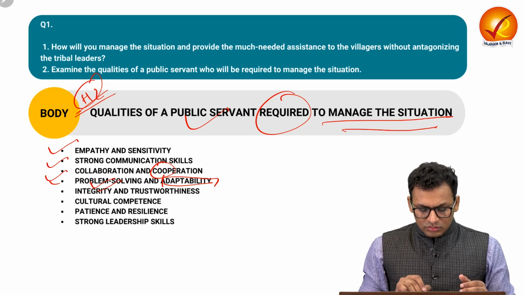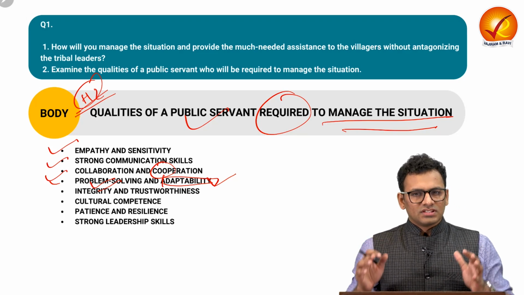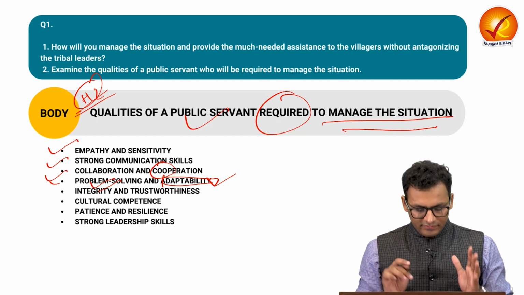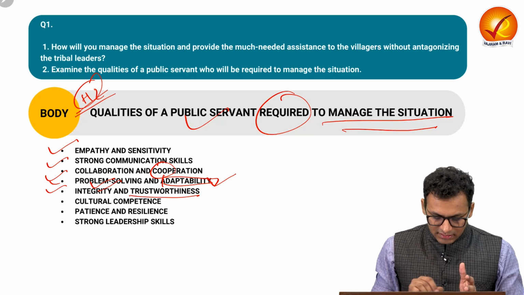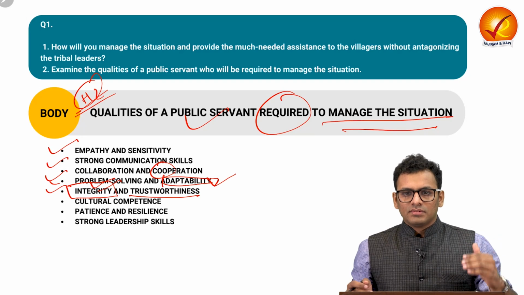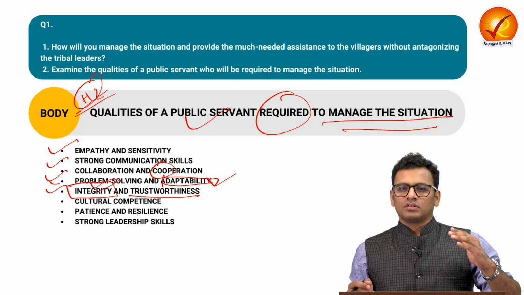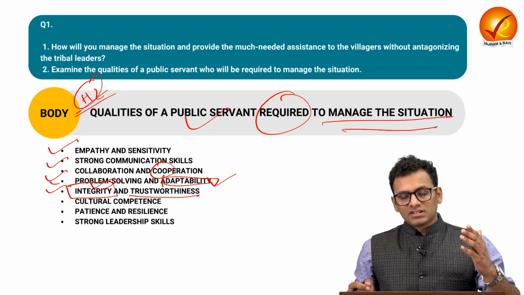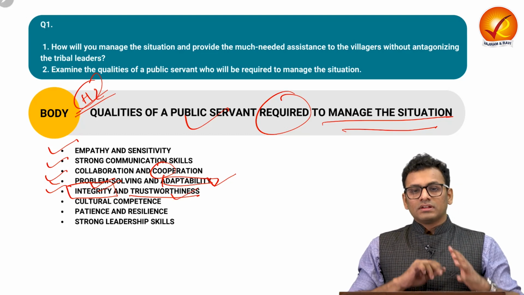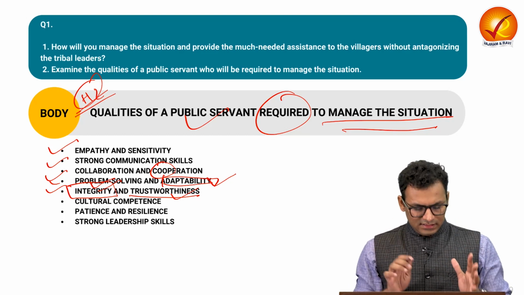At the same time, you must also be operating with the idea of adaptability, as in you must adapt to the situation and understand how you're going to tackle the problem in that way. Next is integrity and trustworthiness. Now, integrity is something which you have to operate with because the tribals need to trust you. If what you are going to say, as in your values, are in alignment with your actions, then the tribal population will definitely trust you. At the same time, it will also increase the quality of your character through integrity.